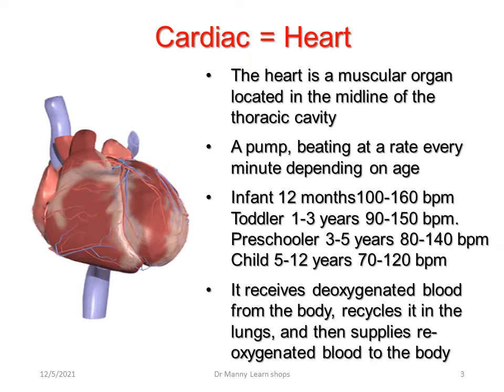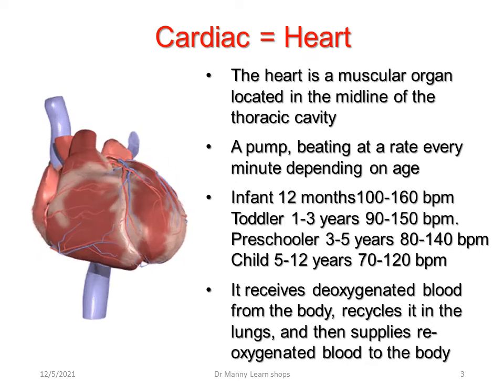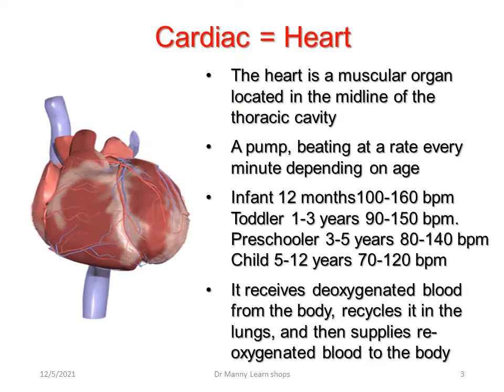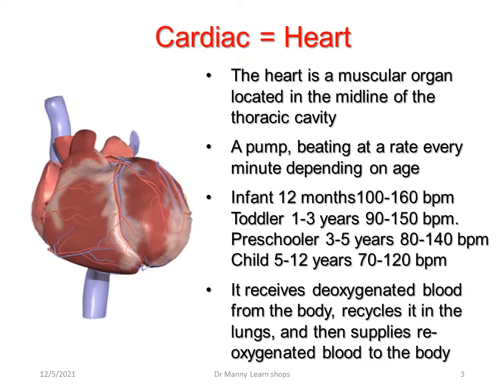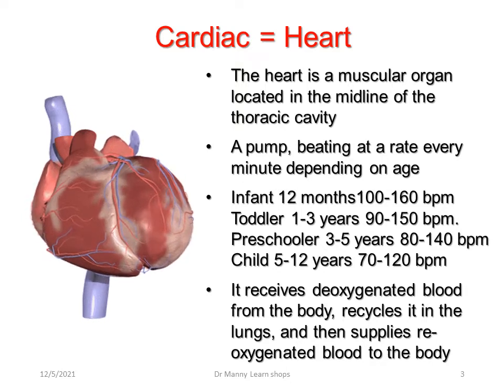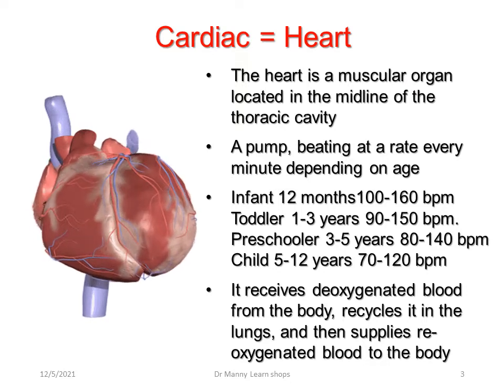Now, cardiac is heart. The heart is a muscular organ located in the midline of the thoracic cavity. It's a pump, and it beats at a rate every minute depending on your age. In an infant, 12 months, 100 to 160 beats per minute. Toddler, 1 to 3 years of age, 90 to 150 beats per minute. Preschooler, 3 to 5 years of age, 80 to 140 beats per minute. A child, 5 to 12 years of age, 70 to 120 beats per minute. But this depends, it's variable.